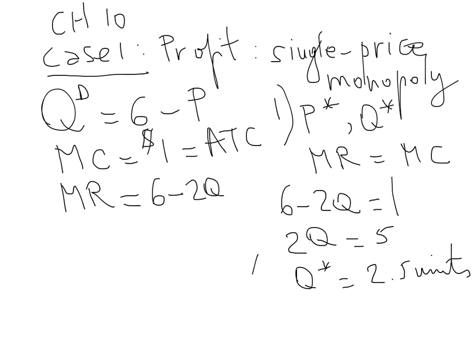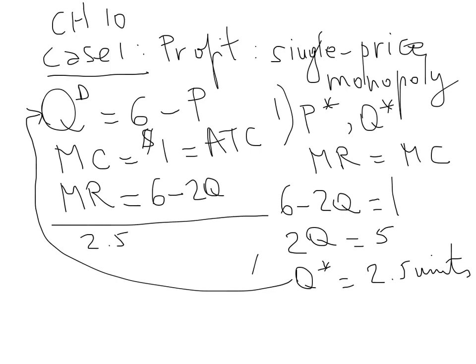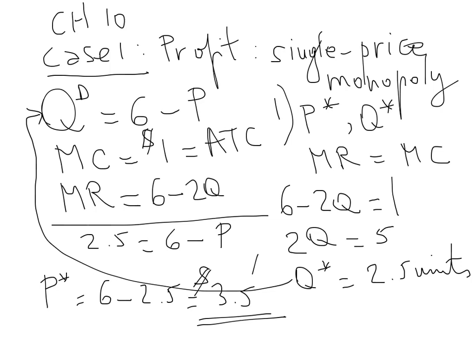Now to find my P star, we substitute this Q over here. 2.5 is my Q in Q equals 6 minus P, and then I solve for P star. P star is going to be 6 minus 2.5, so that's $3.5 per unit. So that was my first question: what is my P star and Q star? P star came out to be $3.5 per unit, Q star 2.5 units.